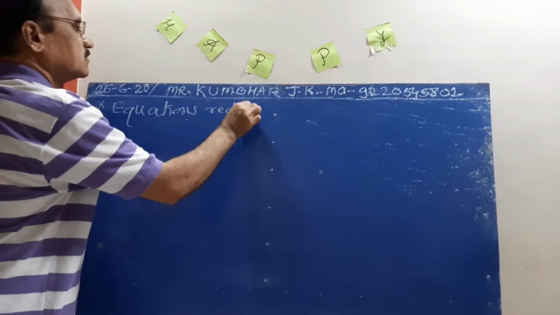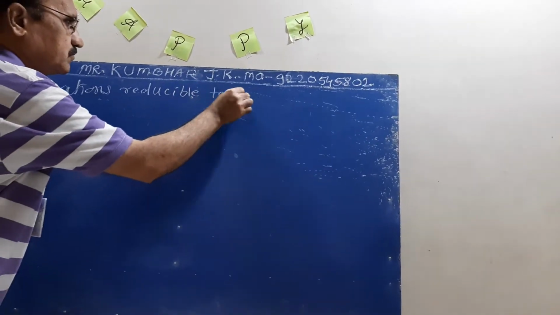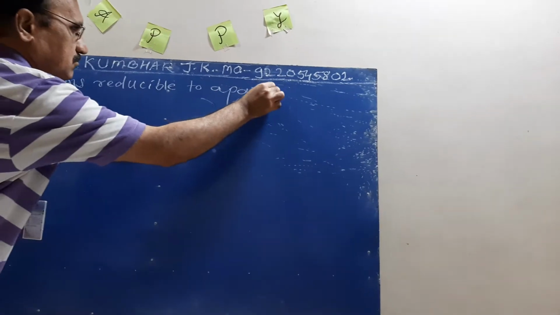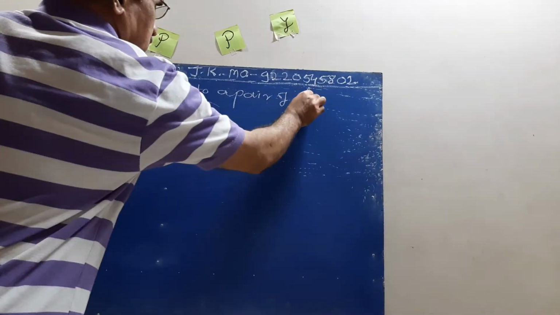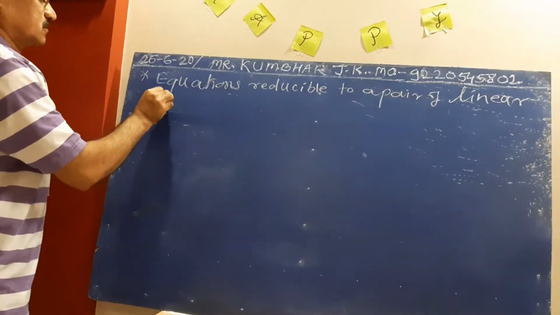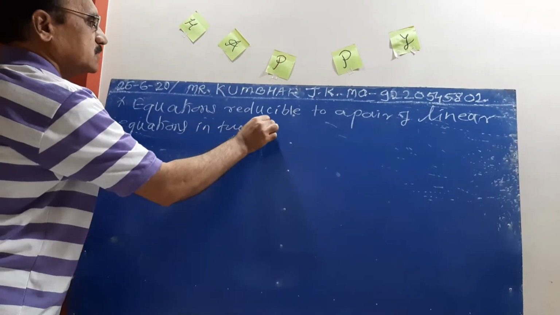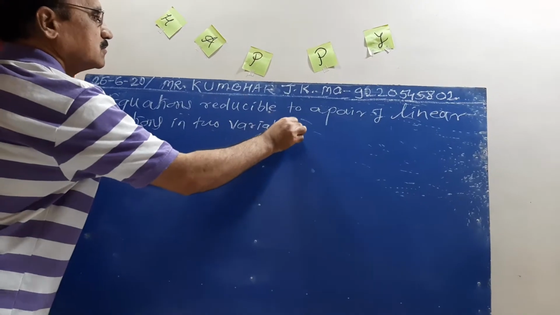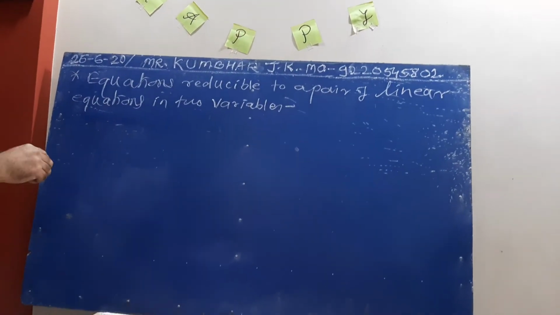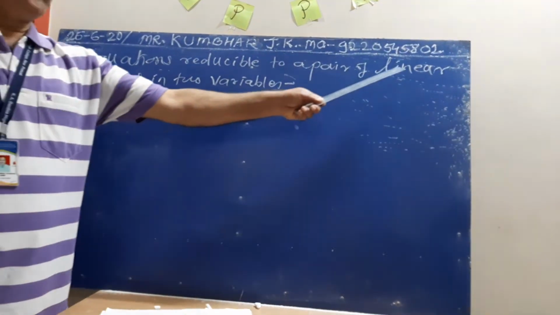Equations reducible to a pair of linear equations in two variables. See the meaning of this article. Equations reducible to a pair of linear equations in two variables.